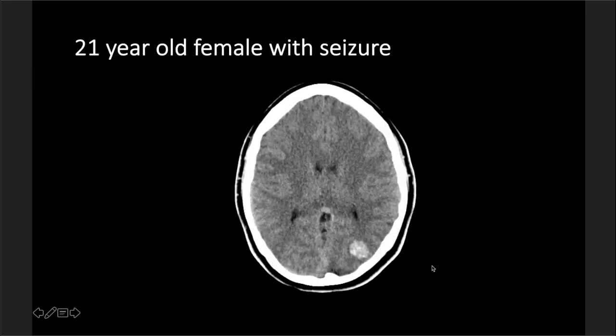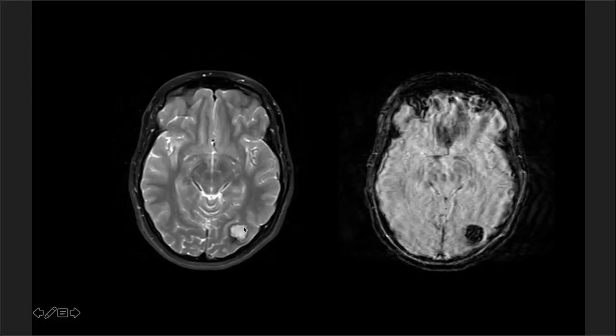And finally, our final mimic of metastasis, we have here a 21-year-old female with seizure, and this is a non-contrast CT of the head. We have a hyper-attenuating lesion in the left occipital lobe, no significant edema surrounding the lesion. When we look on T2 weighted images, we have some bubbly T2 hyperintensity in the lesion, and we have a dark rim, a rim of hypointense signal surrounding the lesion. When we look on SWI, we have susceptibility artifact. So this is classic for a cavernous malformation.